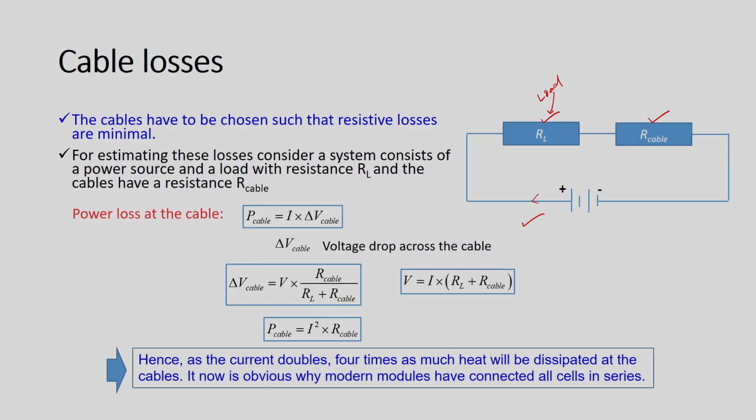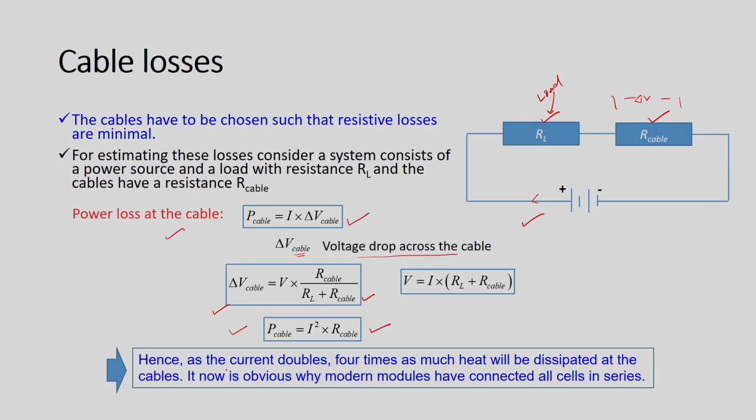So, power loss at the cable can be calculated by using this equation. P cable is current multiplied by the voltage drop, since delta V cable is the voltage drop across the cable. This can be calculated using V is equal to I into R, with the summation of RL plus R cable. Finally, what we would like to show is that the power dissipated in the cable is equal to I square into R cable.